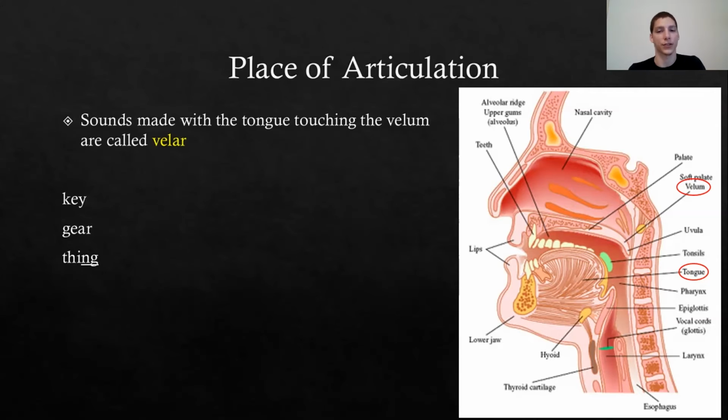I left that out because there isn't really a place of articulation, mainly because if you look at the diagram here and you try to move your tongue down to touch your glottis, you will be unable to breathe and you will choke. So I don't recommend trying to touch your glottis with your tongue. It's not a good idea and it won't end well. So that's why the glottal sounds are left out here.